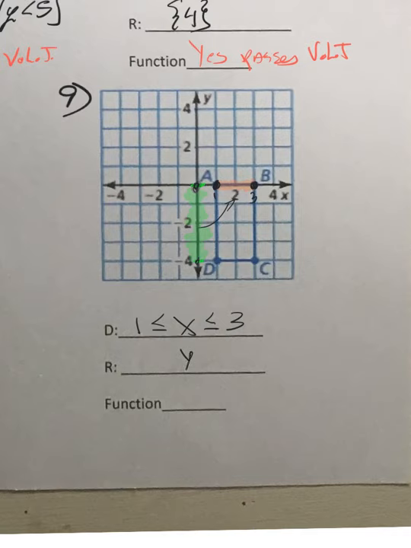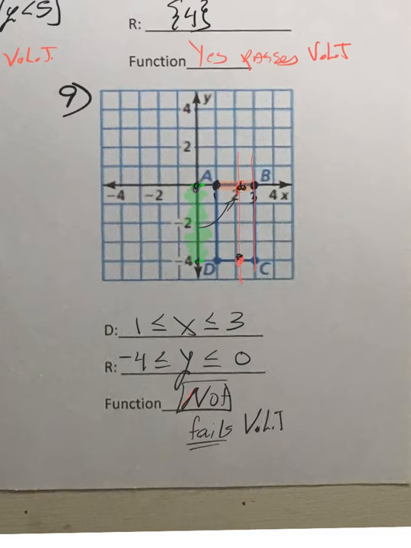So we'd say all the y values where the lowest it went was -4 and the highest it went was 0. And we're including the rectangle. And then if you drop a vertical line, doesn't it hit twice? And then here it hits a bunch of times. So it's a big no, not a function, because it fails the vertical line test because it hit more than one time. So it failed it. So it's not a function.